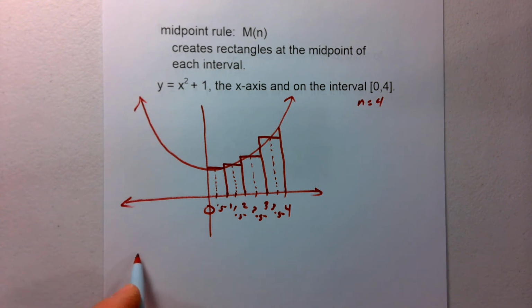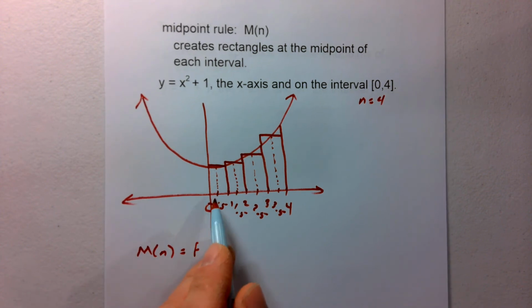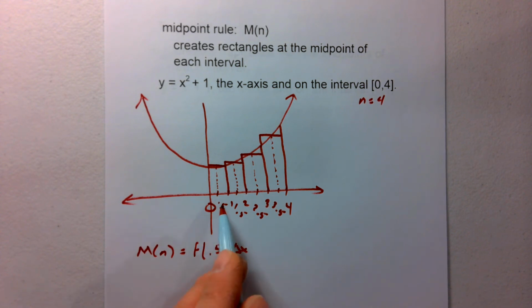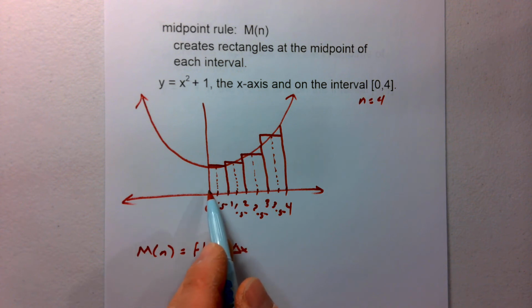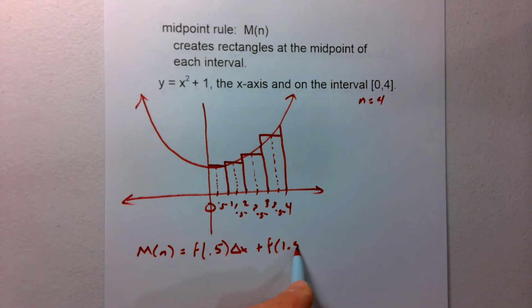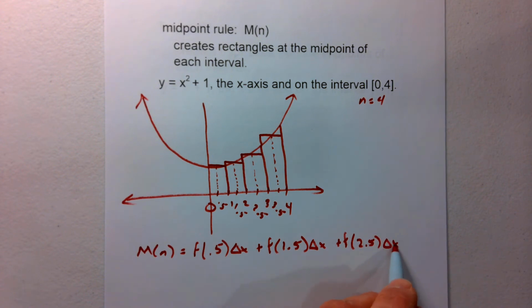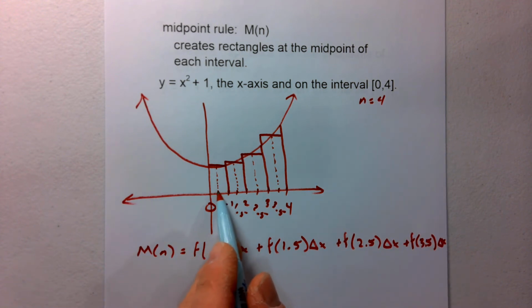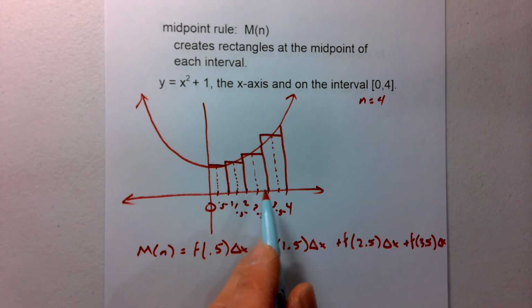So what does this equation look like? We have m of n equals, now instead of the f of 0 or f of 1, I'm taking f of 1/2 times our delta x. Again, delta x is the change in our x values, the distance between our lower bound and our upper bound for each of these regions. So to that we're going to add f of 1.5 times delta x, and then f of 2.5 delta x, and then finally f of 3.5 delta x. Again, delta x, that change in the x, is going from 0 to 1, 1 to 2, 2 to 3, and 3 to 4.